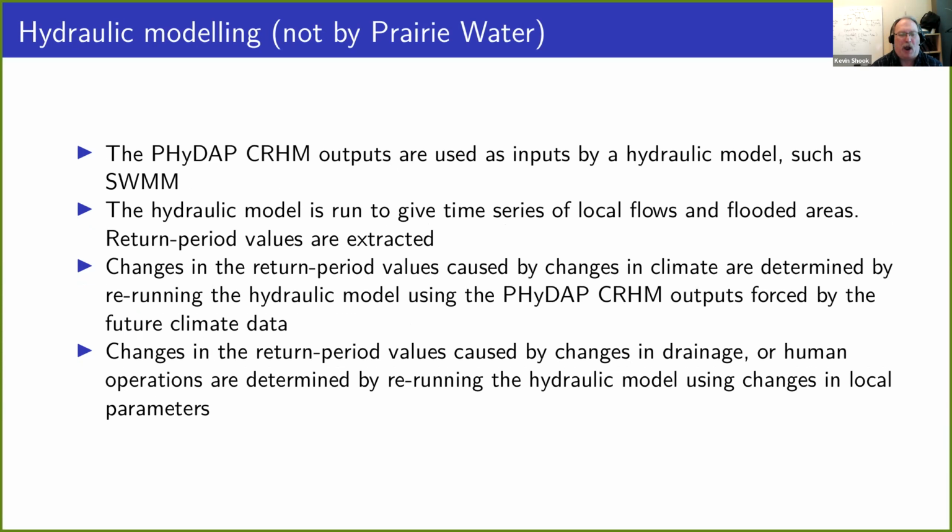The useful part will be the users being able to find changes in the return period values. Those that are caused by changes in climate can be estimated by rerunning the hydraulic model using the FIDAP CRIM outputs, which were forced by future climate data sets. Changes in the return period values caused by changes in drainage or human operations are determined by rerunning the hydraulic model using changes in the local parameters. So this is up to the local hydraulic modeler.